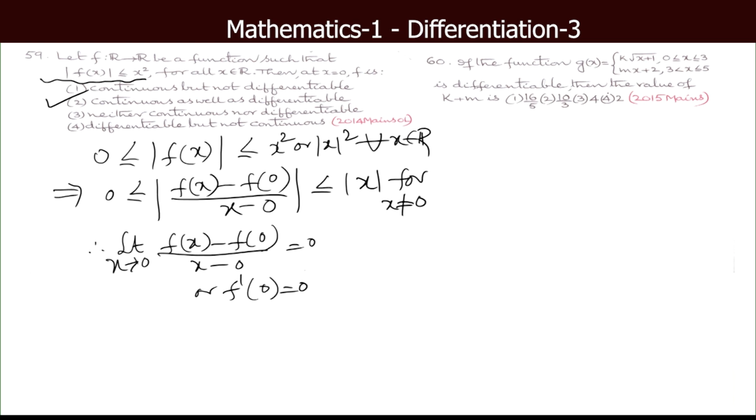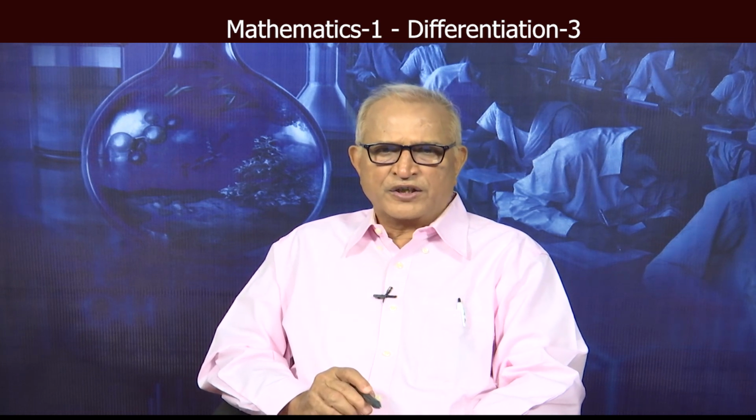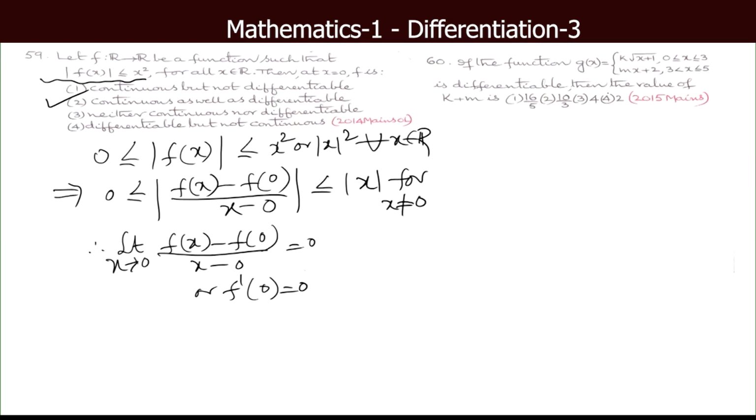Next question, 60. If the function g(x) equals k times root of x plus 1 whenever x lies in the closed interval [0, 3], and mx plus 2 whenever x lies in the half open interval (3, 5], left open, right closed. Given that this function is differentiable throughout the closed interval [0, 5], that means it is also differentiable at x equal to 3, because 3 is an interior point of the domain of definition of the function g(x), which is [0, 5]. So, given that g(x) is differentiable, what is the value of k plus m?